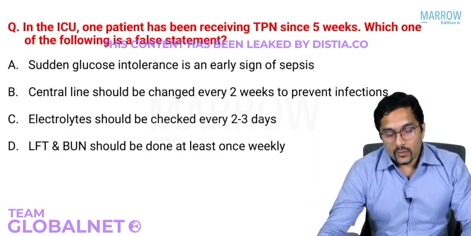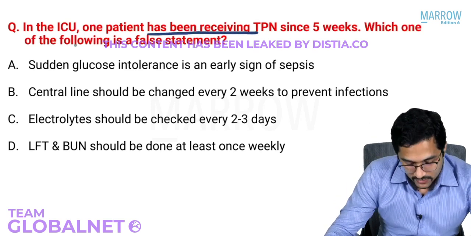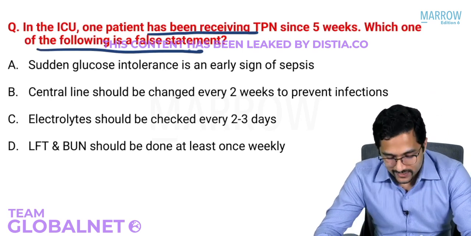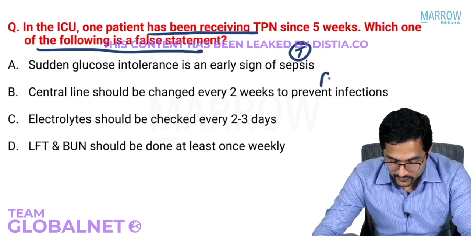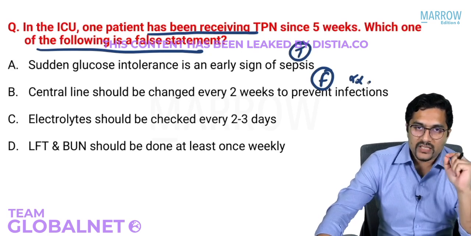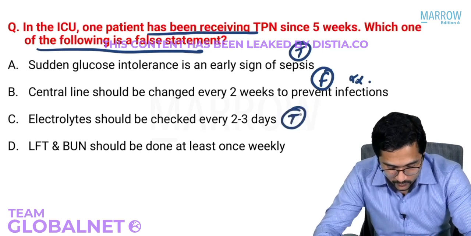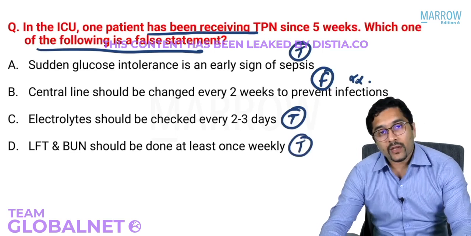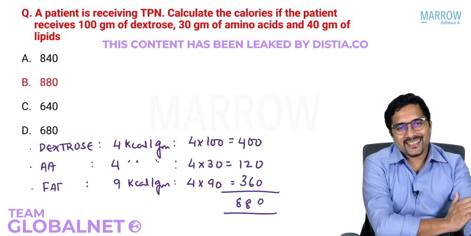Another question which you should know is, in the ICU, one patient has been receiving TPN since 5 weeks. Which of the following is a false statement? Sudden glucose intolerance is an early sign of sepsis. This is true. Central line should be changed every 2 weeks. This is false. Central line should only be changed if there is infection, not every 2 weeks. Electrolytes should be checked every 2 to 3 days. This is correct. LFT and blood urea nitrogen should be done once a week. This is also true.